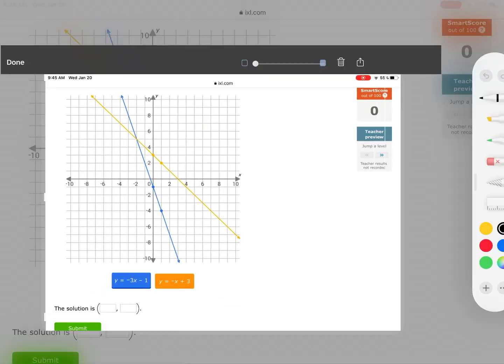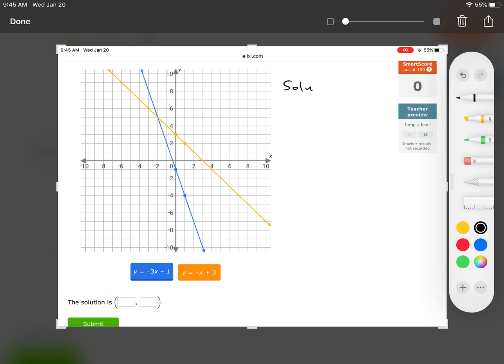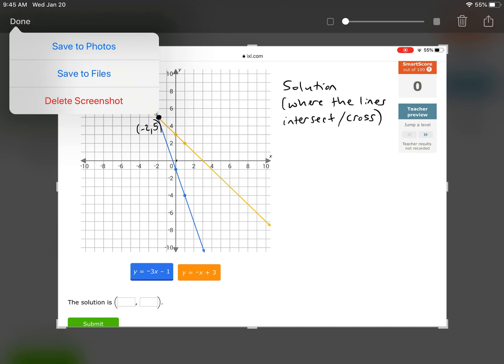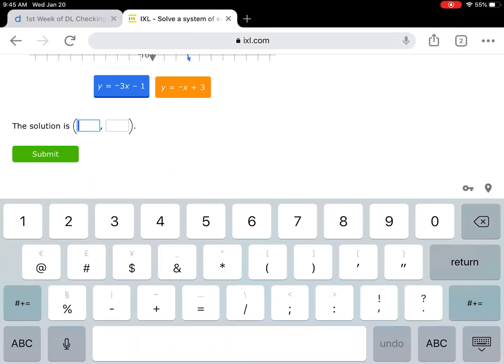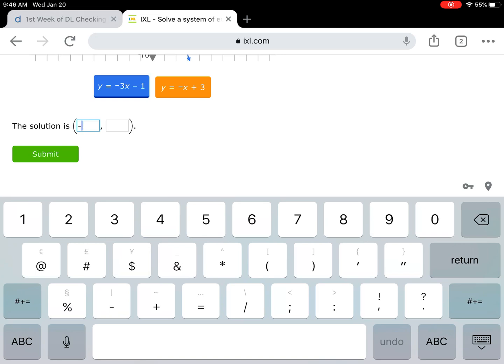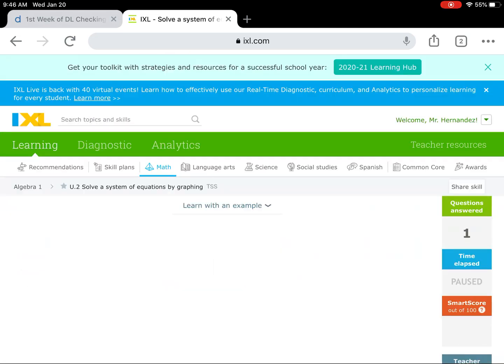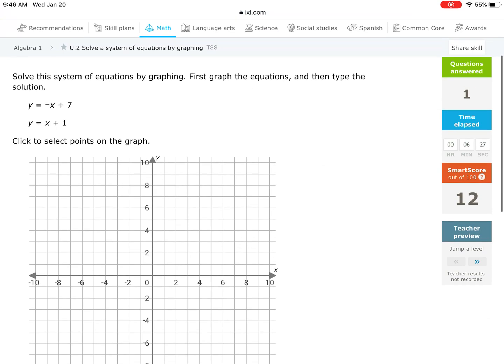So the solution is going to be, and you could write this down if you want, the solution is where the lines intersect or cross. And in that case, it's right here, right? And so from the origin, we would go left 2 and up 5 to get to that point. So that would be our solution. So negative 2 and +5, and then submit, and then we're done.